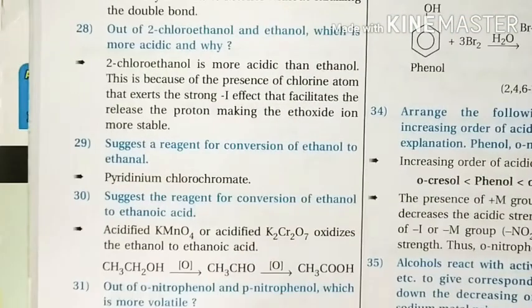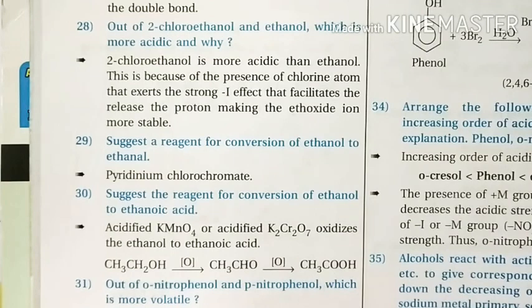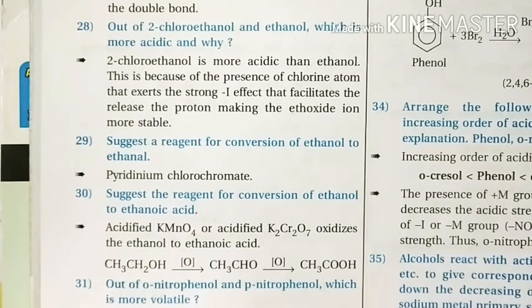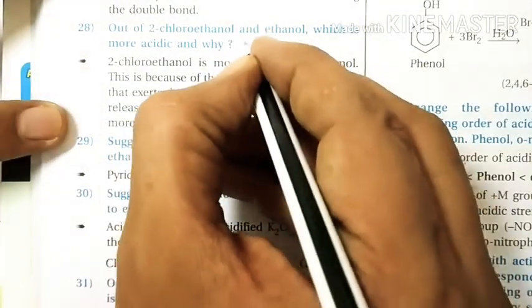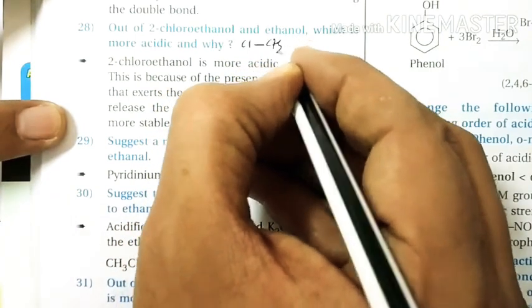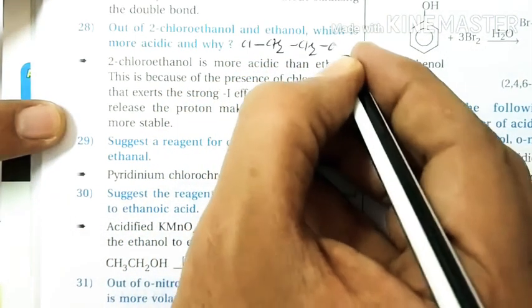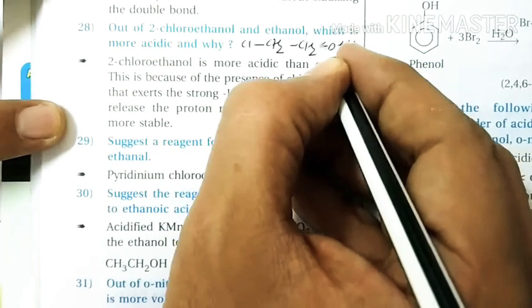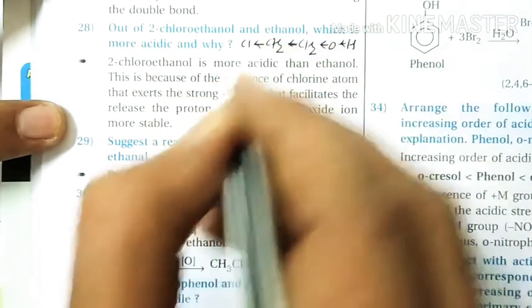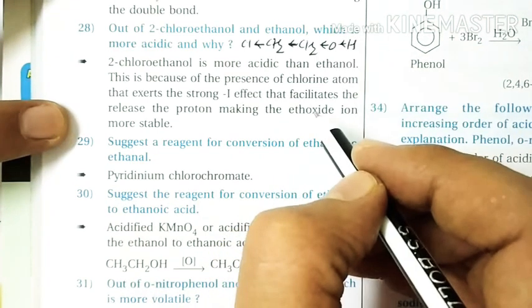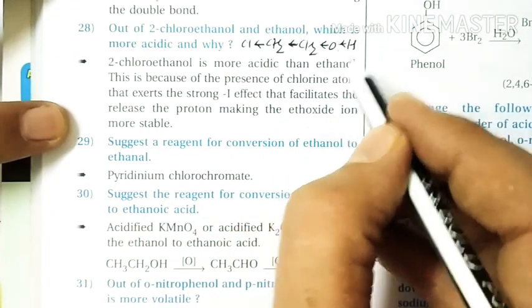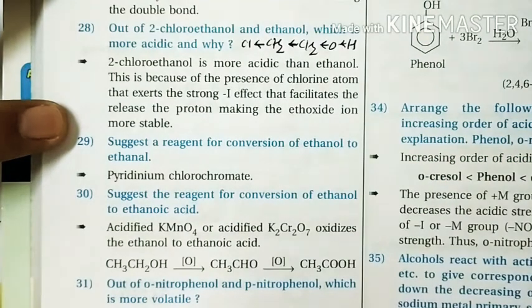Out of 2-chloroethanol and ethanol, which is more acidic, and why? We know that 2-chloroethanol is more acidic because the structure of 2-chloroethanol is like that: Cl, CH2, CH2, OH, right? So there is an inductive effect towards chlorine. So it means that the hydrogen must be partially positive in nature. So stronger the minus inductive effect, it means it's a stronger acid.